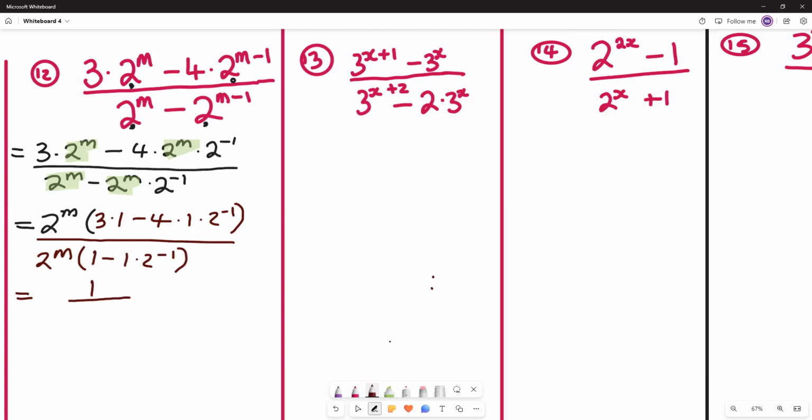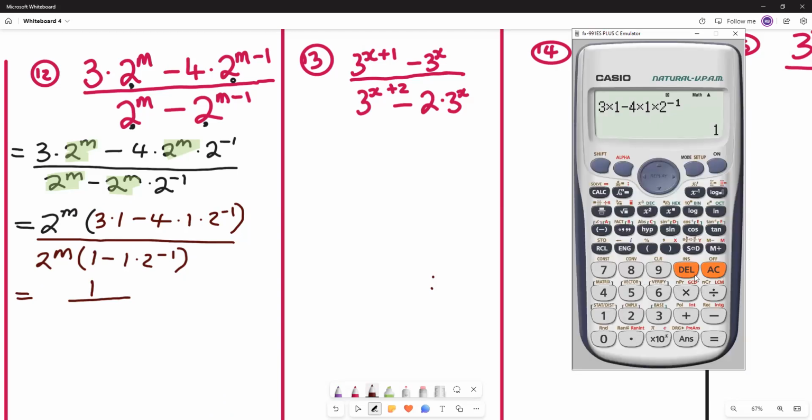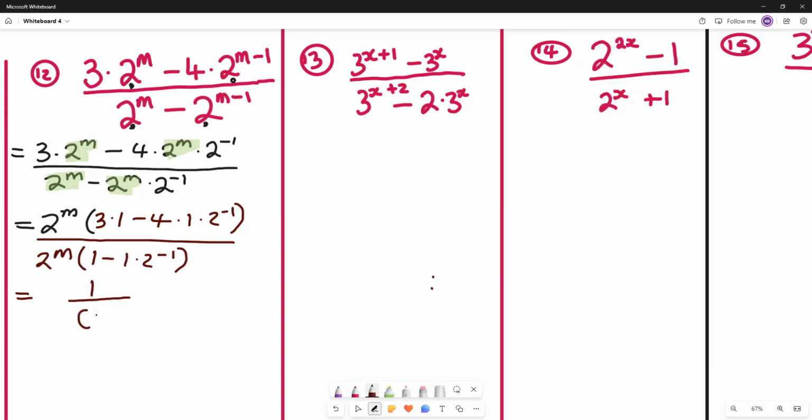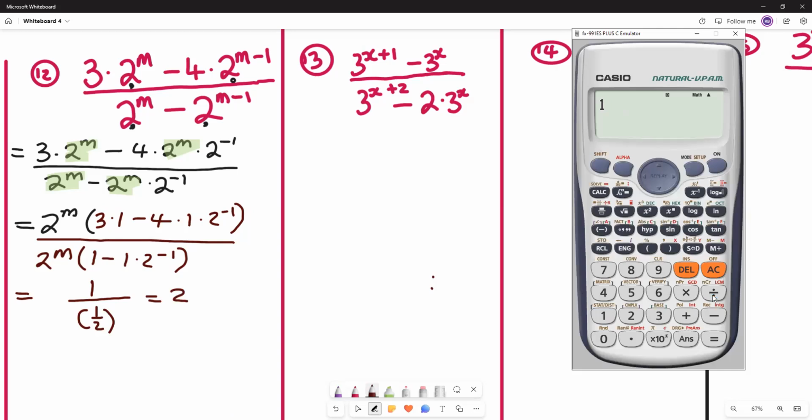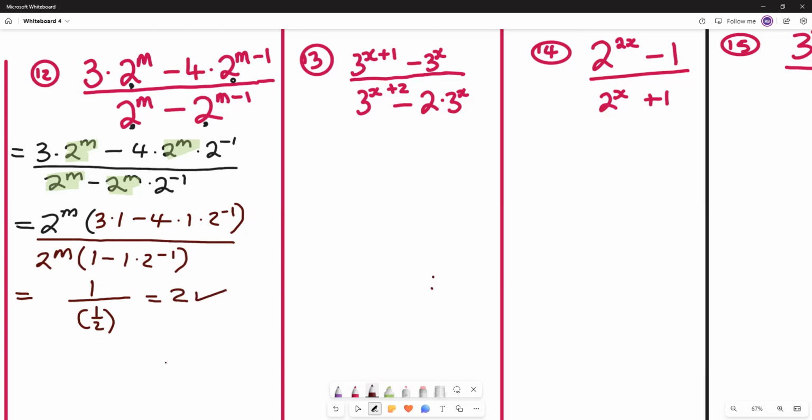Then let's see what the bottom gives us. The bottom gives us 1 minus 1 times 2 to the power negative 1, which becomes half. And we all know that 1 divided by half is 2. Right. And verify that 1 divided by the answer is 2. And then that is the solution for 12. Right. Perfect. Now let's do 13.